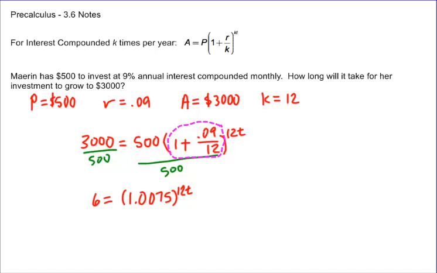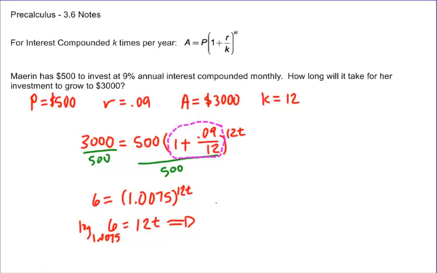Okay. The problem now is that with the T up there in that exponent, we can't get it out. So what we can do is rewrite this as a logarithm. And remember, a logarithm is equal to its exponent. So in this case, we would have a log of base 1.0075 of 6 is equal to 12t. And if your calculator will let you do logs of different bases, you can just punch in the left-hand side and divide by 12. If it doesn't, then you'll need to use a change of base formula.